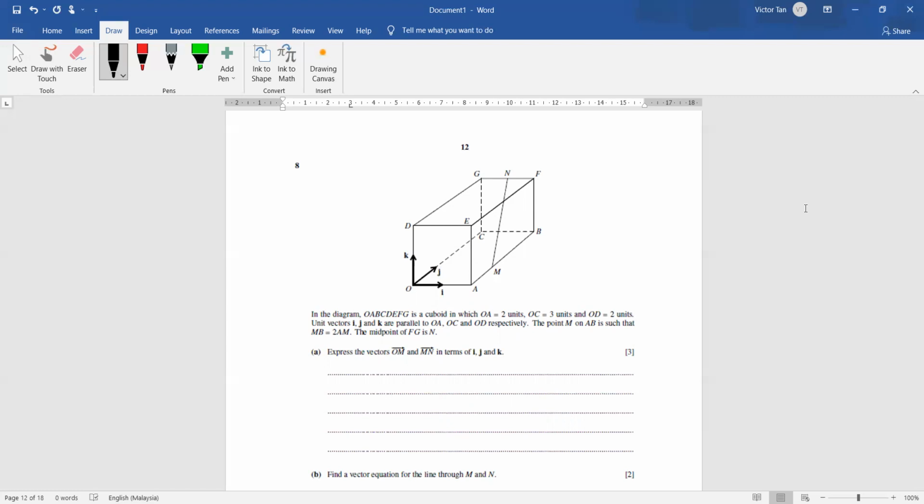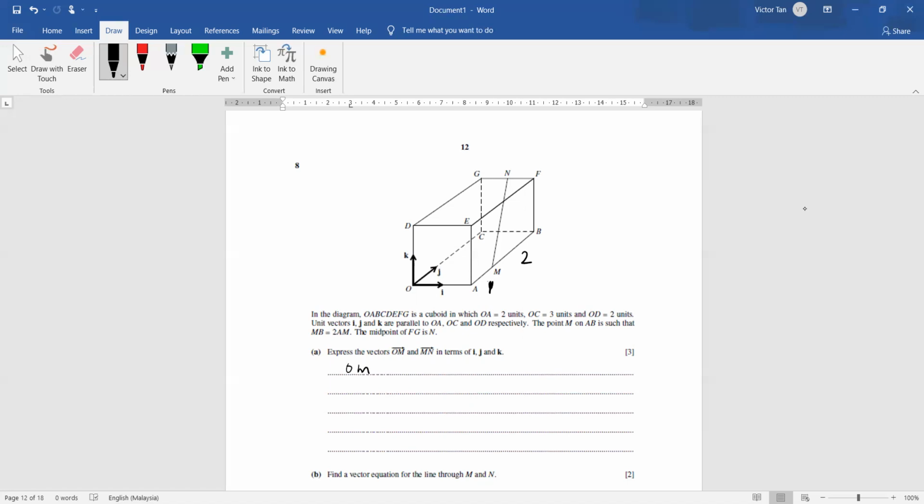The point M on AB is such that MB equals 2AM. So this ratio is 1 to 2. The midpoint of FG is N. Express vectors OM and MN in terms of i, j, k.